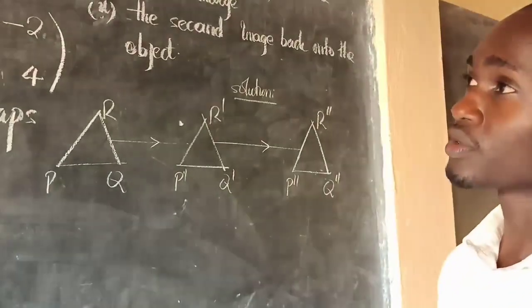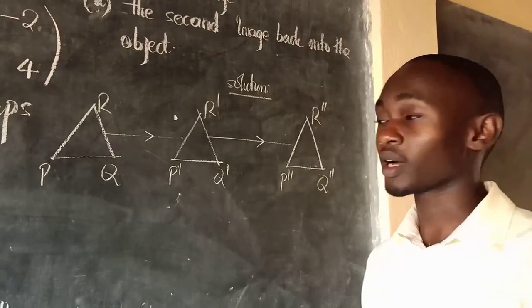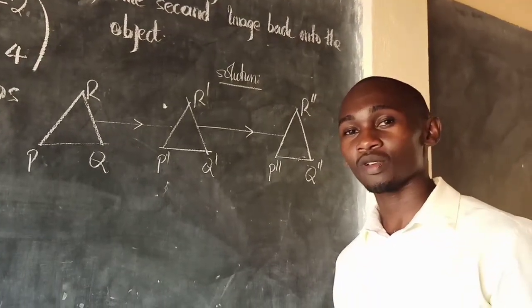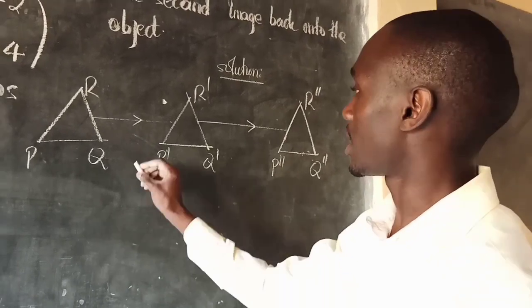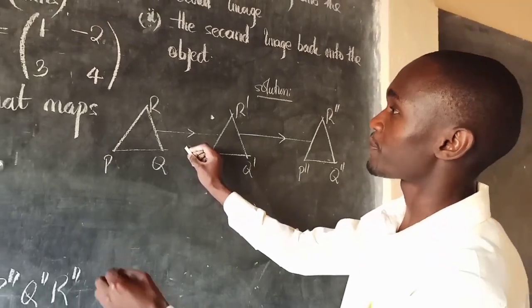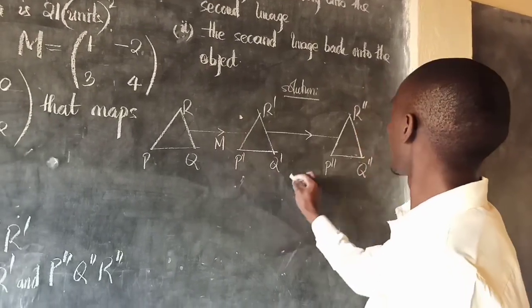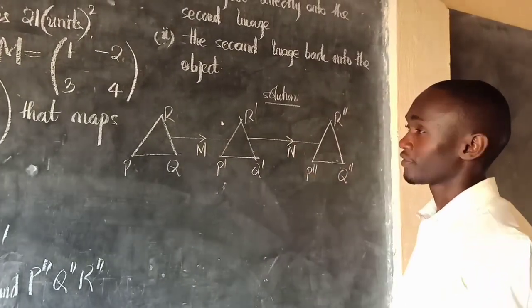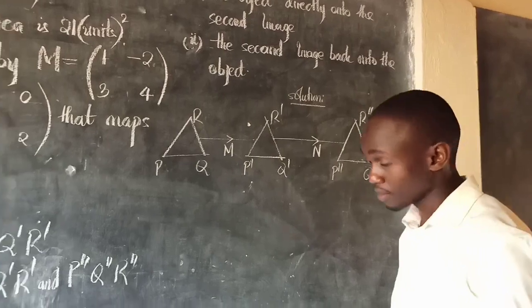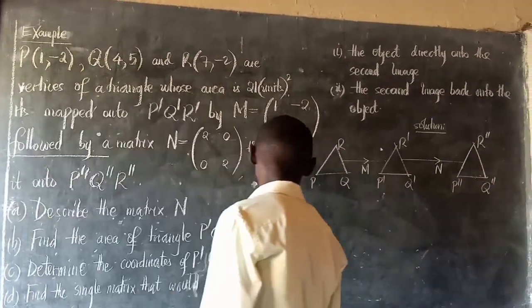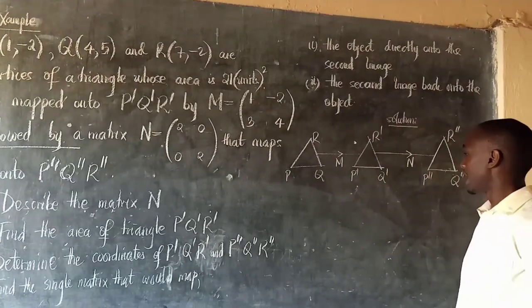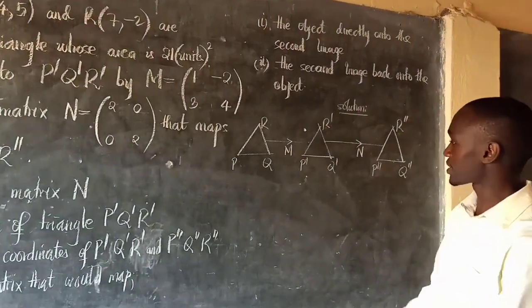The object we have used is a triangle. You never know, in any question it can be a trapezium, a rectangle, any figure. Remain with the concept at hand. The matrix that maps first is M, followed by N. That is the conceptual statement.